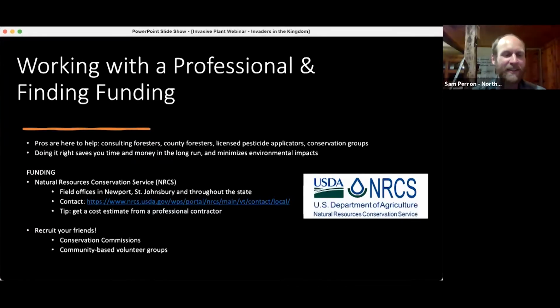And a couple of quick notes on funding. So this often comes up, right? You have a great plan, you want to do some invasive control, and you realize it's going to be expensive. NRCS, Natural Resources Conservation Service, Dan mentioned them earlier. A federal agency that offers cost shares. Lots of landowners are eligible to apply. We do have a link here, and I'll put that in the chat in a moment.